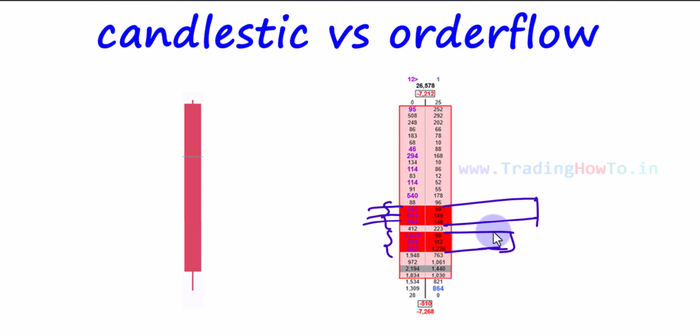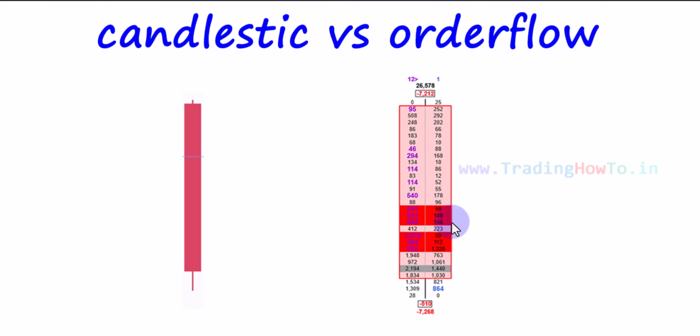And apart from these values, we can also see the delta values which are displayed here, and then caught high and caught low values, and then we have the imbalance count, the number of imbalances that are present on each side. For example, in this candle we have 12 imbalances on the sell side compared to 1 imbalance on the buy side.